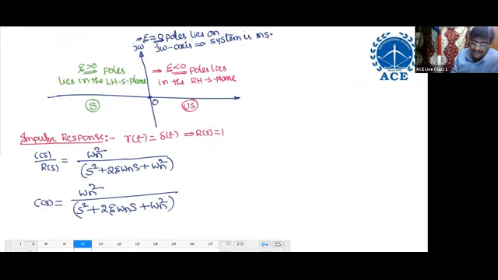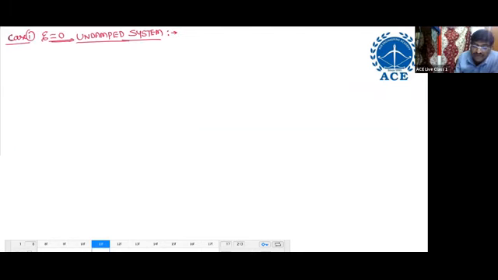Substitute zeta 0 here. Find C of S and locate the poles in the S plane. Come on. Substitute zeta 0. What is C of S if zeta is 0? Omega n square by S square plus omega n square. Next, locate the poles in the S plane and draw the response.